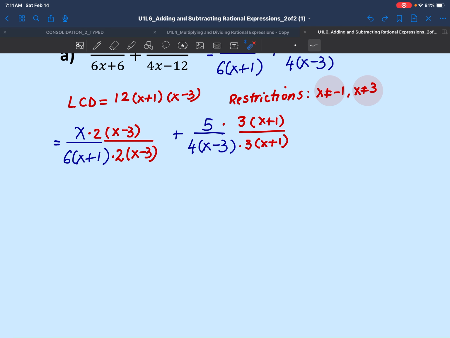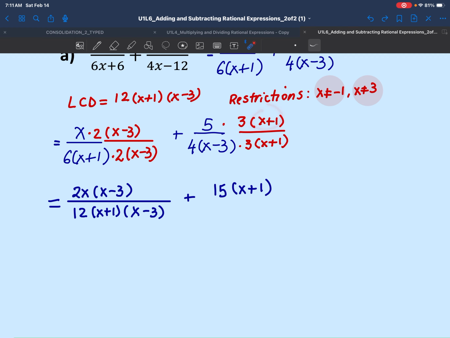So in the next step, we're going to start simplifying our numerators. And here we have 2 times x, so just write them in proper form, 2x, x minus 3, over the lowest common denominator, which now is 12 times x plus 1, times x minus 3. So 6 times 2, 12, and then the other two factors. And similarly here, we multiply 5 and 3, and that would be 15 times x plus 1, and then the denominator is 12 times x plus 1, times x minus 3.